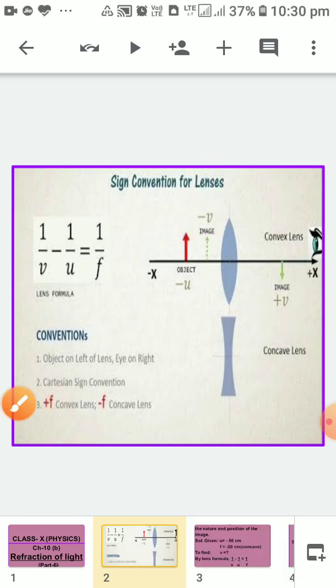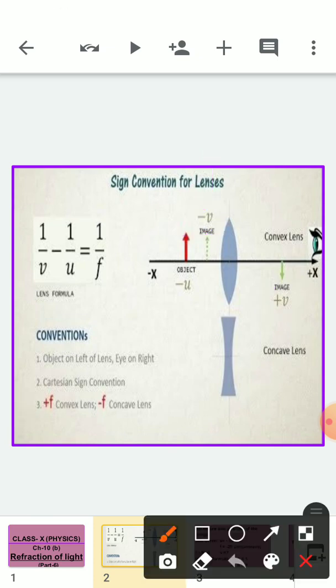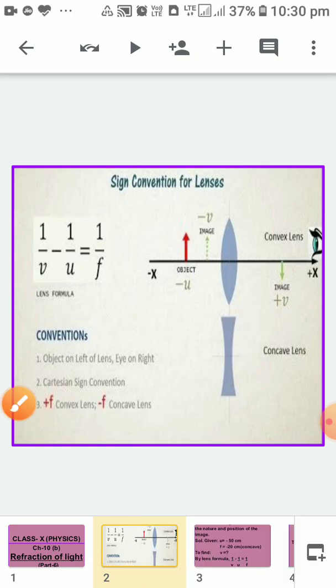Now, the focal length for a convex lens is always positive, and the focal length of a concave lens is always negative. So all these things you have to learn, because these things are important for numericals.